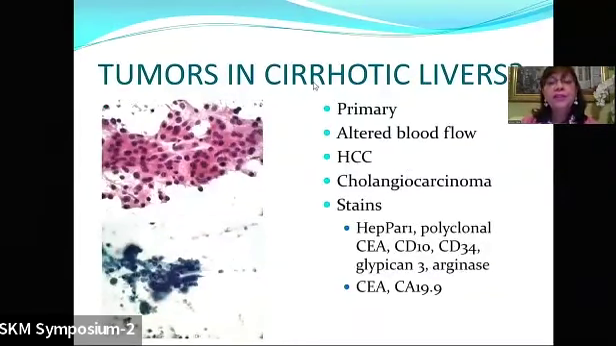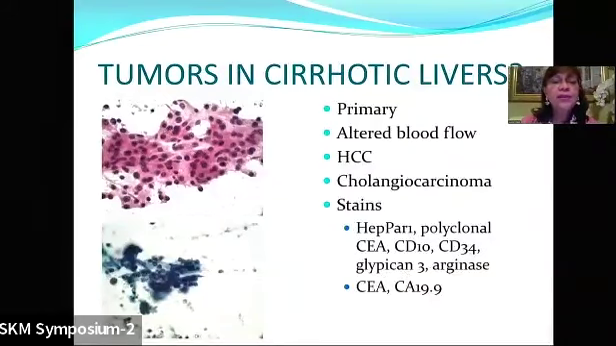Now, tumors in cirrhotic livers. Whenever you have a cirrhotic liver and you see a tumor, you should think primary first: hepatocellular carcinoma, cholangiocarcinoma, a combination of these, or maybe angiosarcoma. The reason is that in cirrhotic livers there's altered blood flow, so it's less likely to have metastases from other body sites. And you can do stains for HCC, and also stains for cholangiocarcinoma.